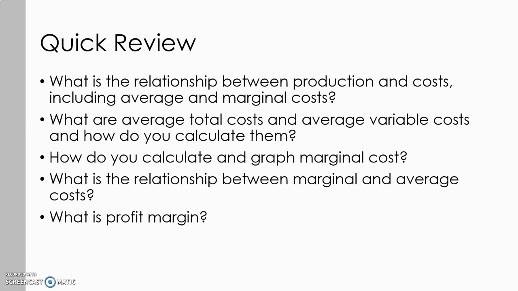So for a quick review, ask yourself, what's the relationship between production and costs, including average and marginal costs? What are average total costs and average variable costs? How do you calculate them? How do you calculate and graph marginal cost? What's the relationship between marginal and average? And what is profit?